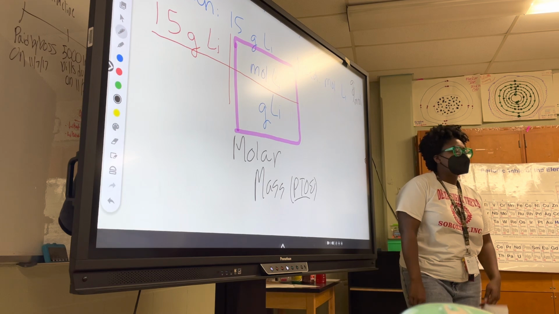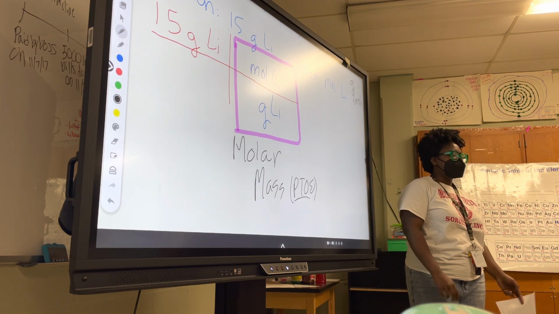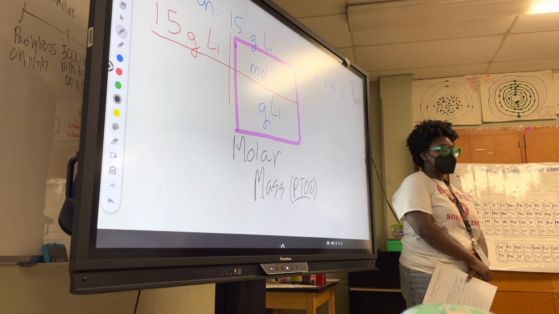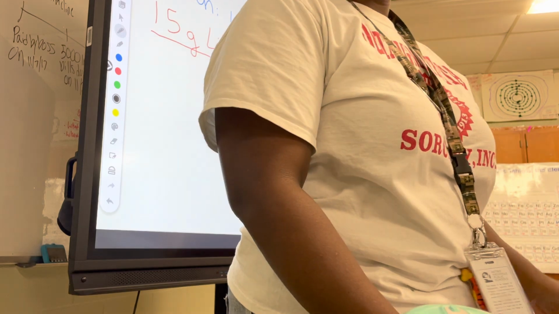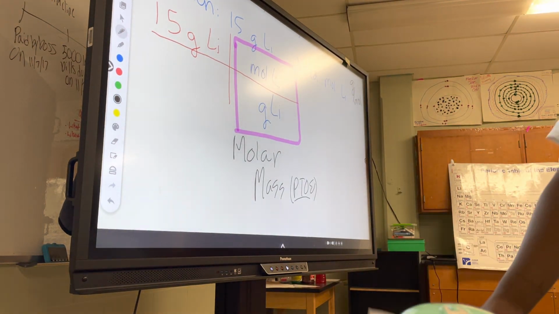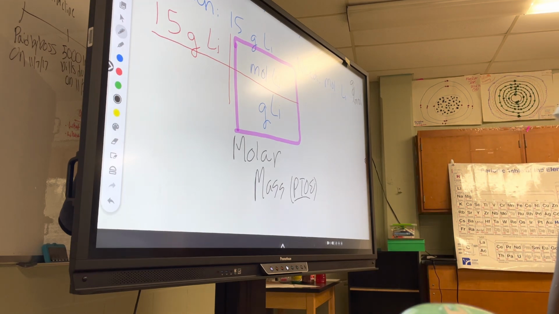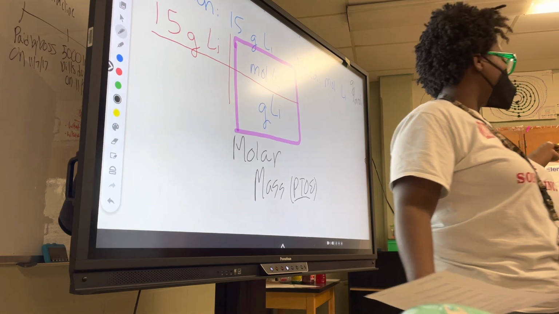Now, what is the mass of lithium on the periodic table? Is your periodic table? Anybody need one? 6.94. 1 vote for 6.94. 1 vote for cell phone. 1 vote for need a periodic table. 2 votes for need a periodic table. 6.94. Oh, you're good? Perfect. Anybody else need a periodic table?